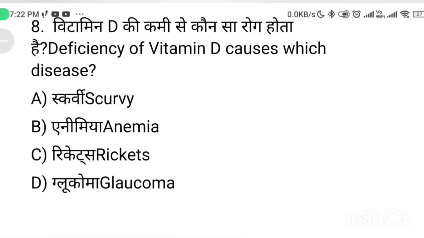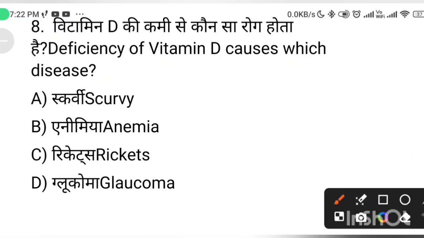Next question. Deficiency of vitamin D causes which disease? Option A, scurvy. Option B, anemia. Option C, rickets. Option D, glaucoma. Correct answer is option C, rickets.